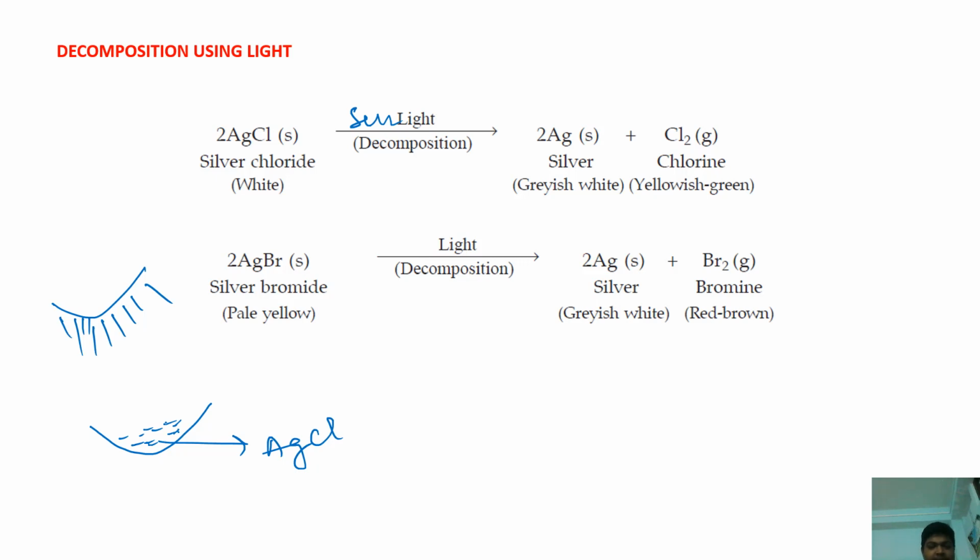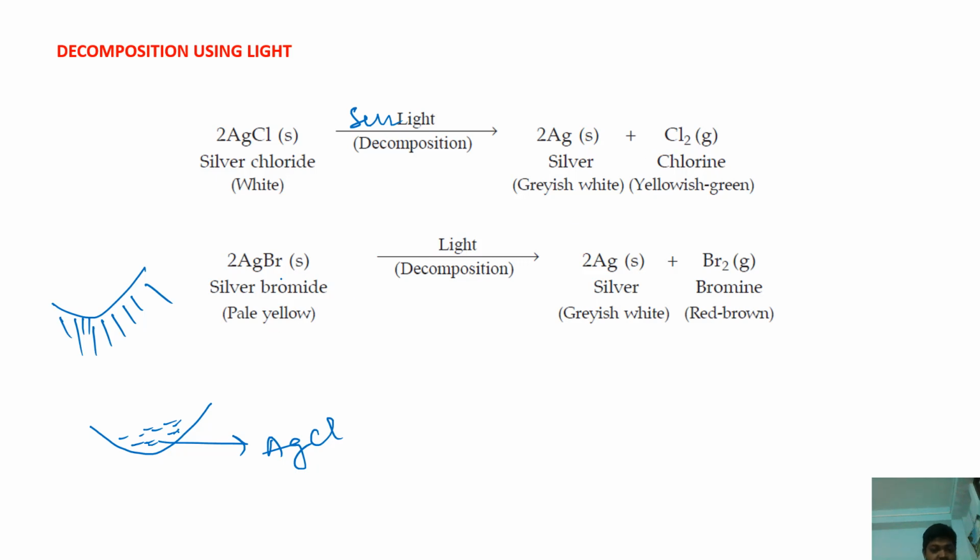So whenever you place silver chloride in a china dish and keep it in sunlight for some amount of time, a decomposition reaction happens automatically, and you get silver and chlorine gas separately.